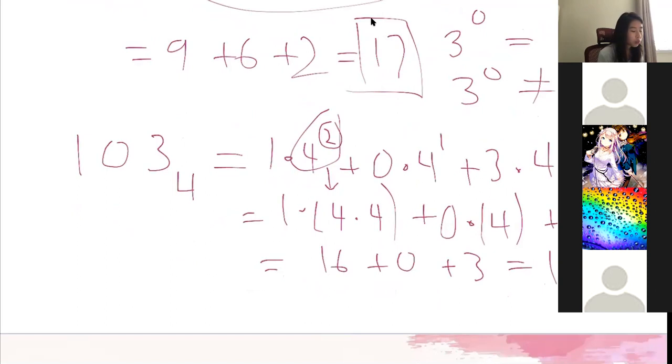19. And so what we're doing here, right, is we're trying to convert from base 4 to base 10. So 19 is in base 10. If it was still in base 4, it would just be 103 base 4. What we're doing is we're converting it to base 10. But yeah, we generally don't write the subscript. So we just say 19.